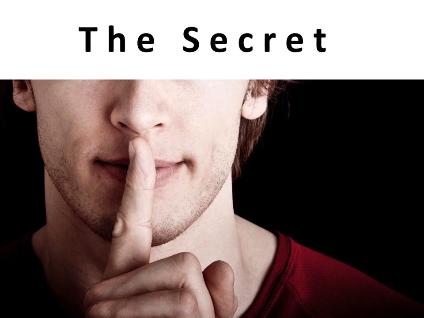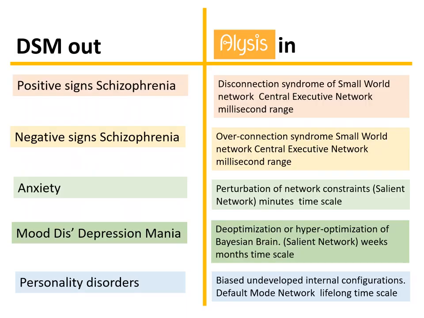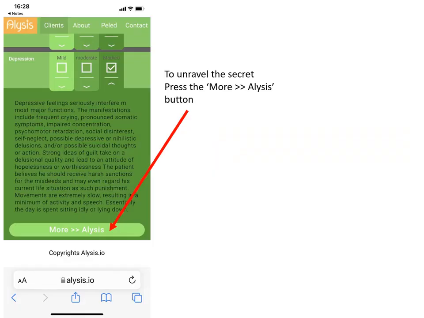The secret. What is the secret of this follow-up application? It is a translation from a descriptive DSM diagnosis into a neuroanalysis, in short, Alysis, diagnostic brain-related entities. To unravel the secret, press the More Alysis button.